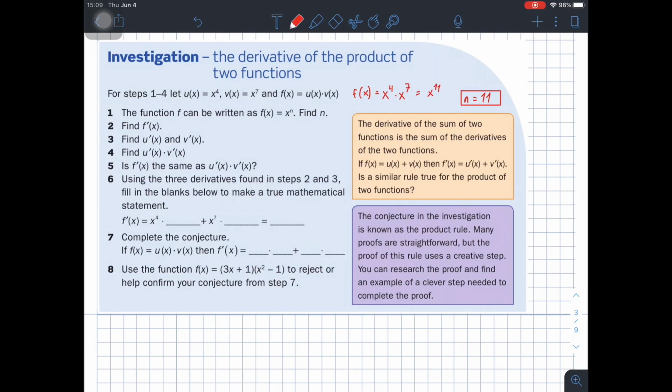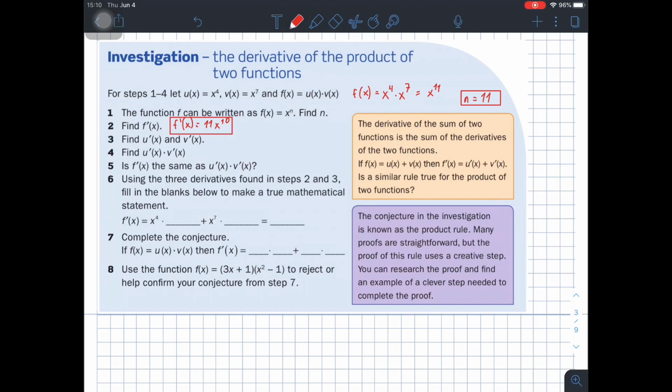Then it says, find f prime of x. If we already have the function f(x), we already know how to find its gradient function. f prime of x, using the power rule, would be 11 times x to the 10th power. So this is f prime of x.